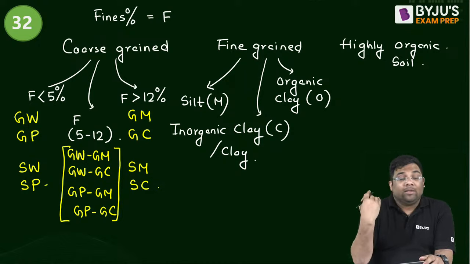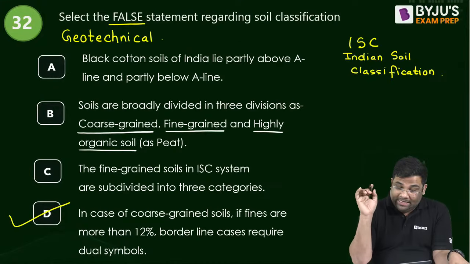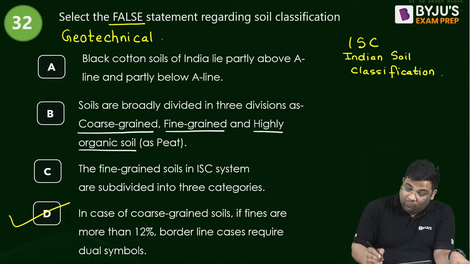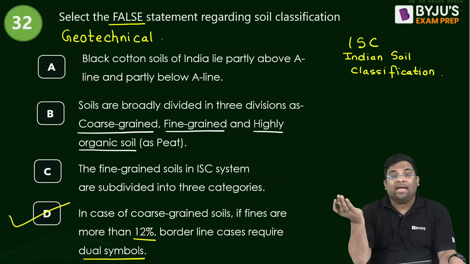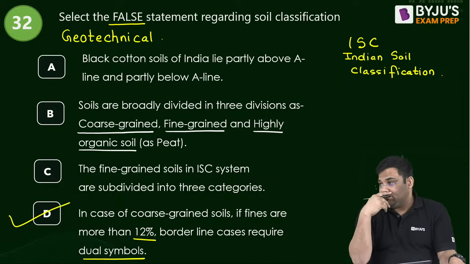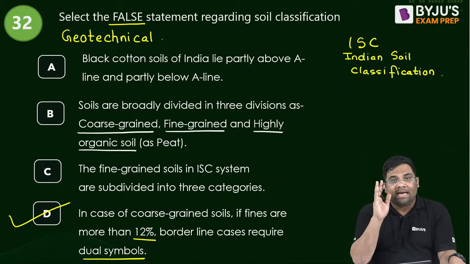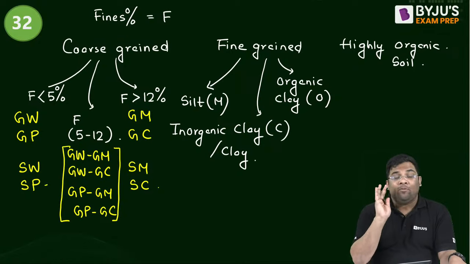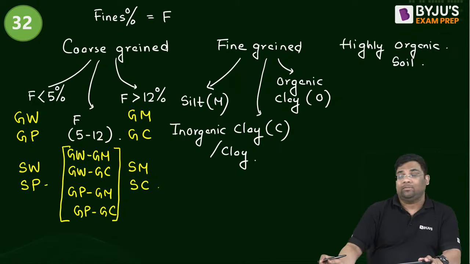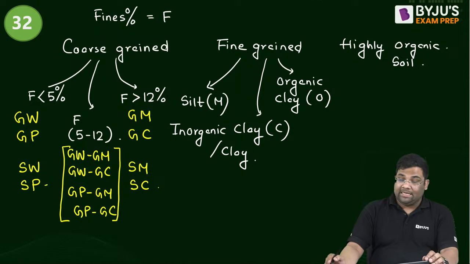So this question is: in coarse-grained soil, if fines are more than 12%, borderline cases require dual symbols. No, more than 12% doesn't. Borderline can require dual symbols if it is lying exactly at 12 or something like that. But when it is more than 12%, then we will have only one symbol, no dual. Understood? What was the mistake?